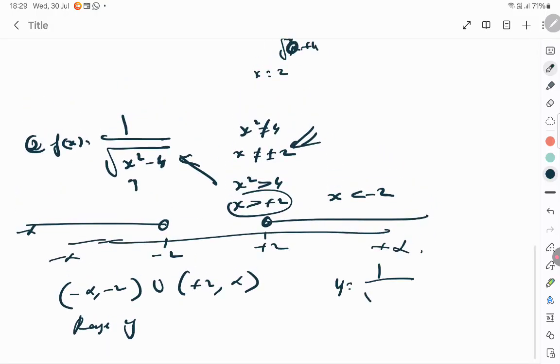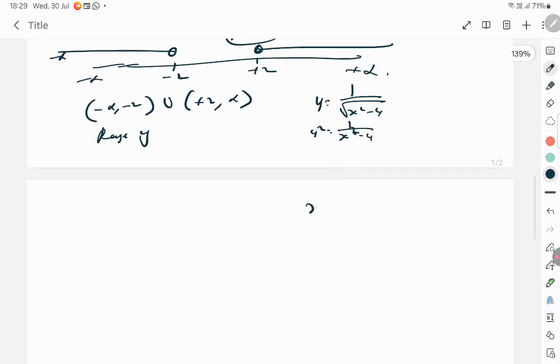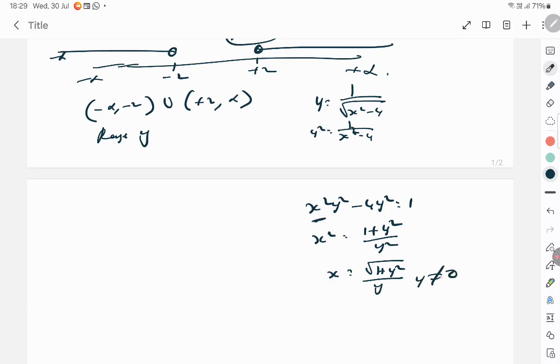So just take it, y is equal to root of x square minus 4, square both sides, y square is 1 by x square minus 4. Cross multiply, you get x square y square minus 4 y square is equal to 1. Get what is x square from this, which is 1 plus 4y square by y square. x therefore is root of 1 plus 4y square by y, which shows that y cannot be 0.